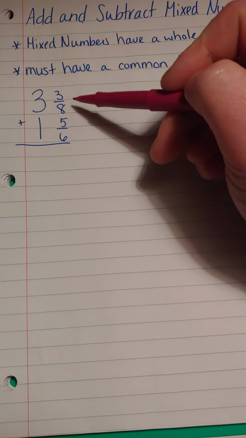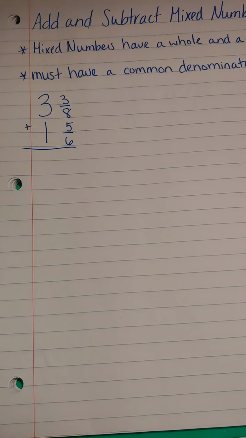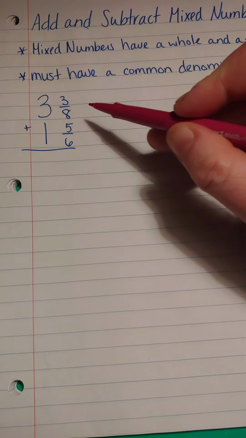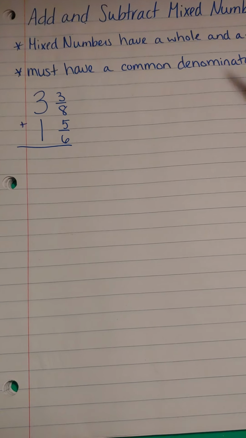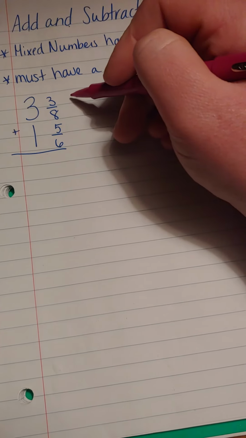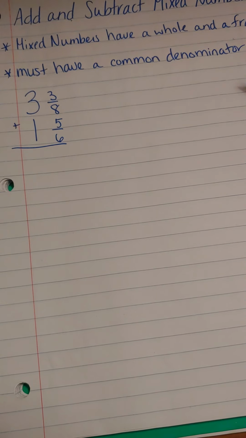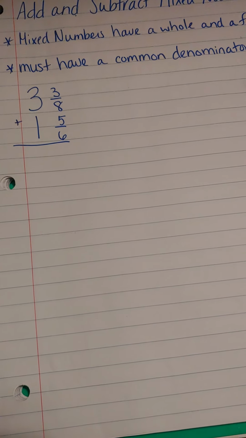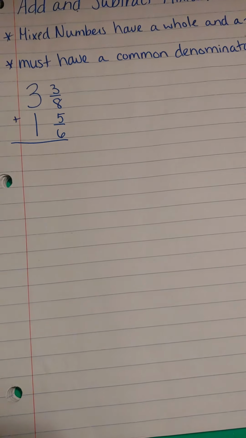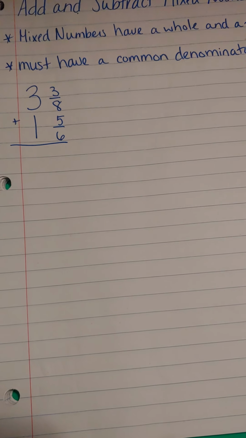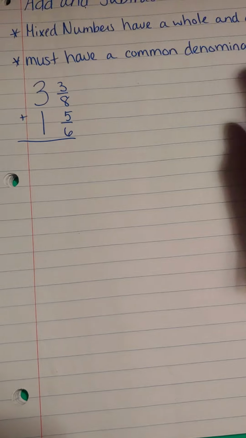The first thing that I recognize here is I do not have common denominators. So I need to figure out how I can come up with a common denominator. My denominators are 8 and 6. If I count by 8s, 8, 16, 24, 32, 40. And if I count by 6s, 6, 12, 18, 24. I can notice that I have 24 in both of them.